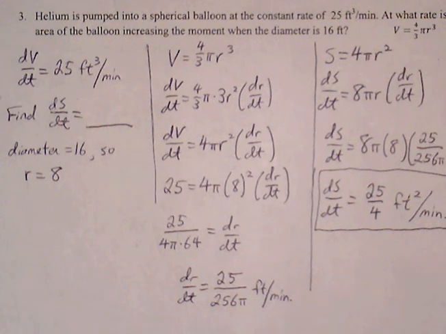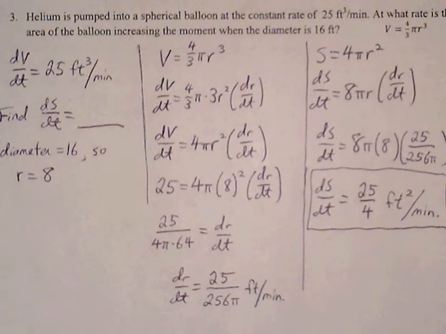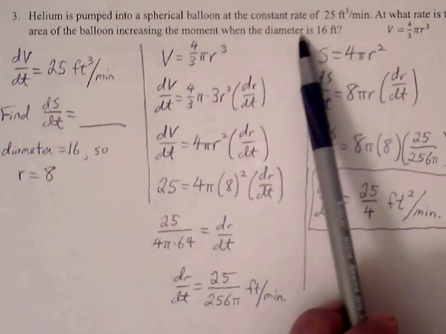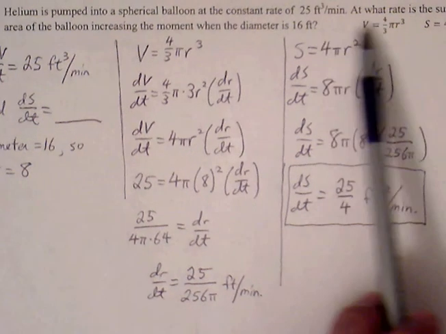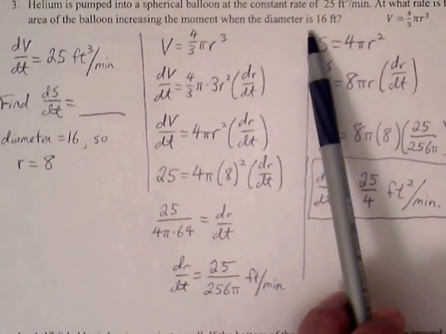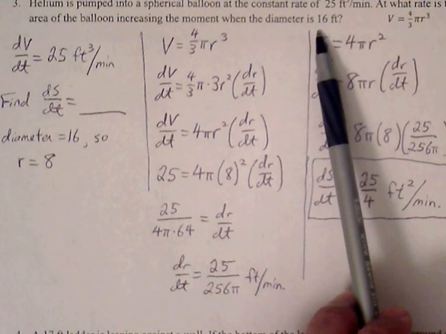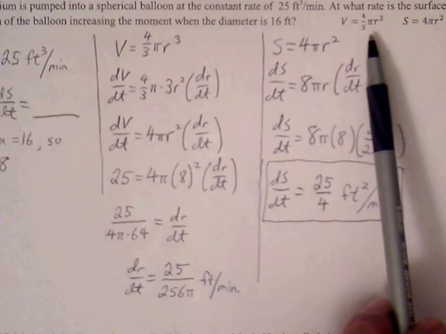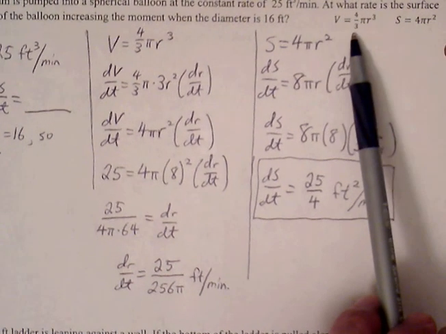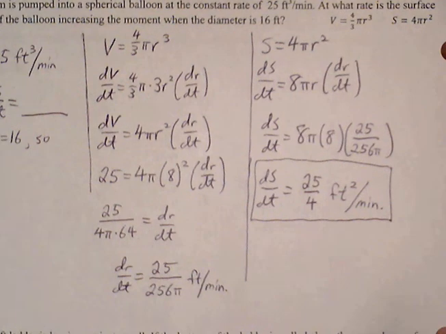Hey, let's finish the quiz review. Look at number 3 here. Helium is pumped into a spherical balloon at a constant rate of 25 cubic feet per minute. At what rate is the surface area of the balloon increasing the moment when the diameter is 16 feet? So we'll be dealing with the volume formula as well as the surface area for a sphere.